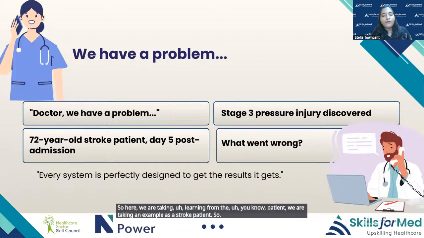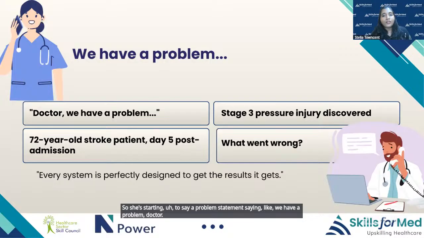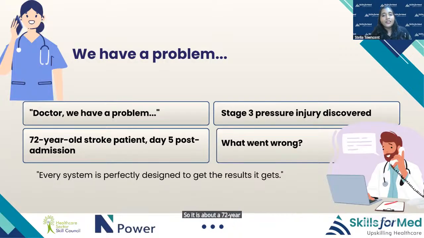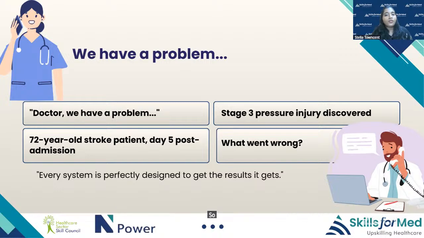Starting with the phone call, here is a nurse who is ringing up a doctor. She starts with a problem statement, saying, we have a problem, doctor. It is about a 72-year-old patient, day 5 post-admission. The patient has developed a stage 3 pressure injury, and what went wrong? So, about this phone call.